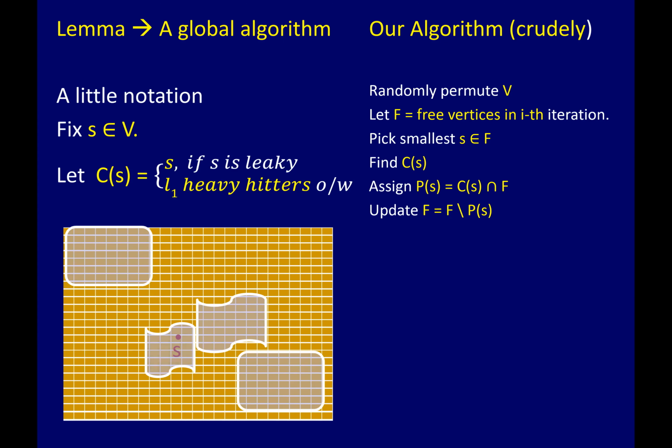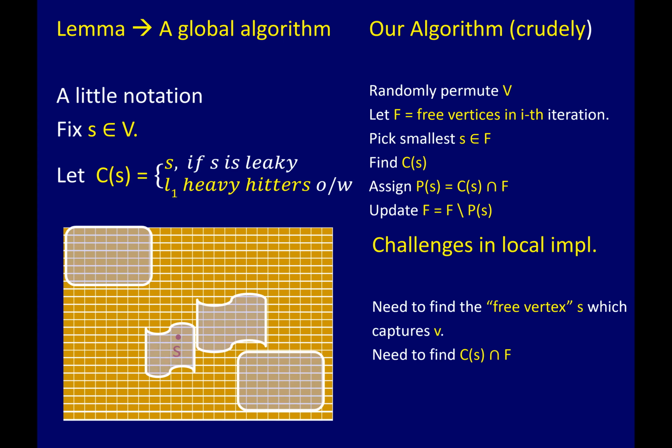While this algorithm appears to be fairly natural, there are some challenges when you want to implement it locally. The local implementations are not quite straightforward. So let's see what those challenges are. First of all, you need to find the free vertex S that led to the capture of V. And then of course you want to find C of S restricted to the free set. So there are these 2 challenges that you need to deal with.